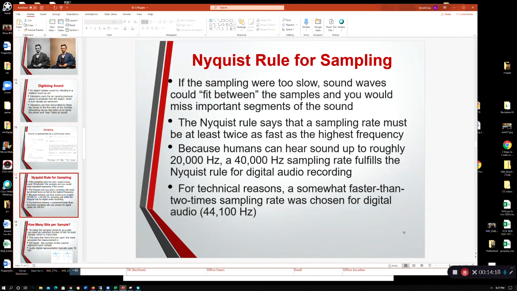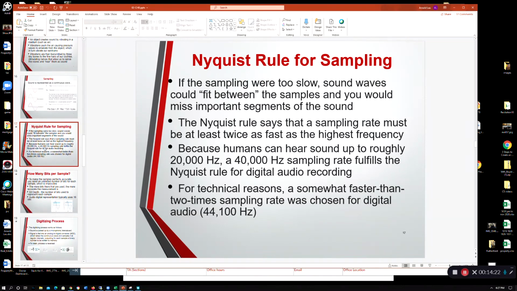And this leads us to an important thing. You really should try to note this down, remember this, is the idea of the Nyquist rule for sampling. Okay? So basically it says how much sampling do you need to get, quote unquote, an accurate reproduction of the sound. Okay, so this is based on human hearing, right? I mean, we're recording stuff for humans.